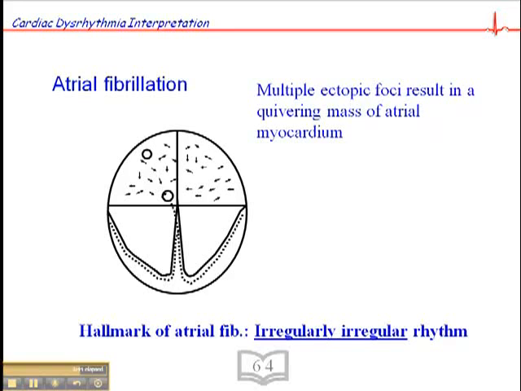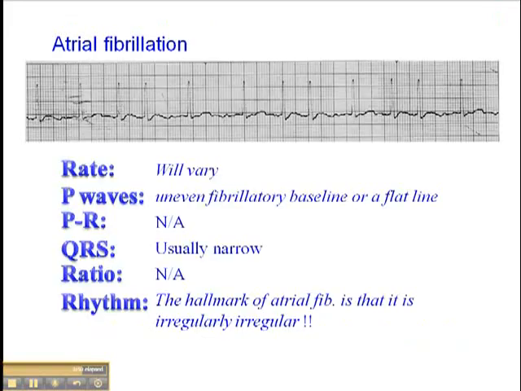So the hallmark of atrial fib is that it's an irregular rhythm, and whether, we'll go back to the previous slide here, whether you're dealing with a narrow QRS complex as we see here or a wide QRS complex, if the rhythm is irregular and we don't see discernible P waves, we're likely dealing with an atrial fibrillation.